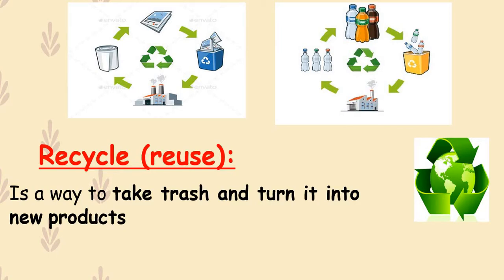When you drink a juice or a plastic bottle of water, you will see this arrow. This means that we can recycle the bottle again, or we can recycle the juice box. So what is the meaning of recycle? It is a way to take trash and turn it into a new product, or a new object. Okay, this is the meaning of recycle.